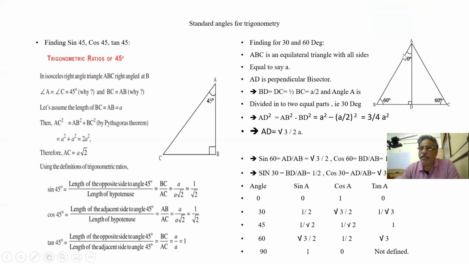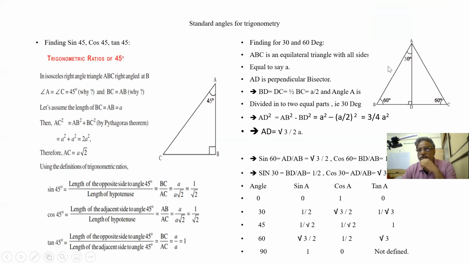Let us take an equilateral triangle. I have drawn a median. This is the center point of this side. If the total length is a, this point is a by 2. This is a, this is a. So this is a by 2. This is 90 degrees.